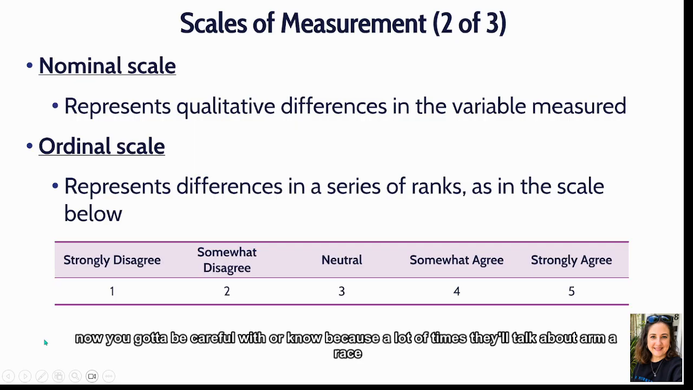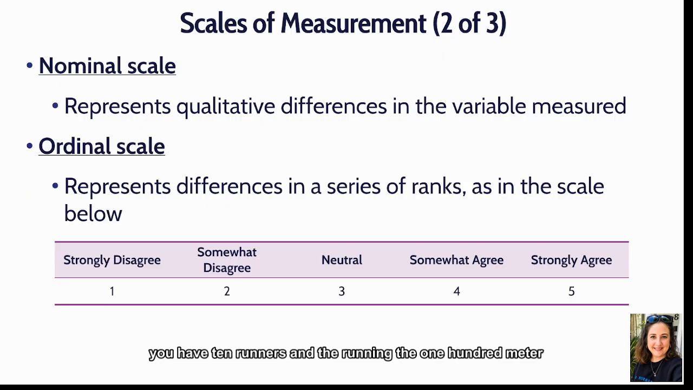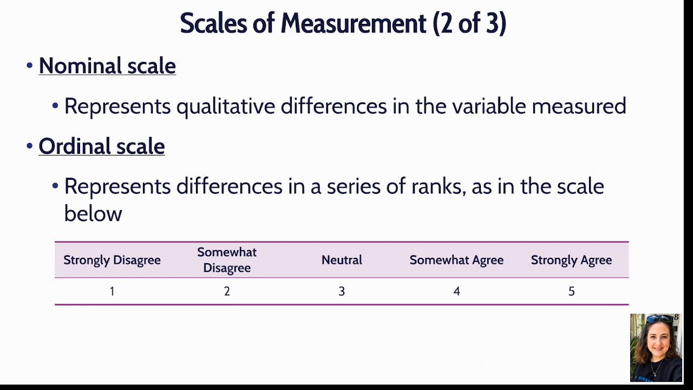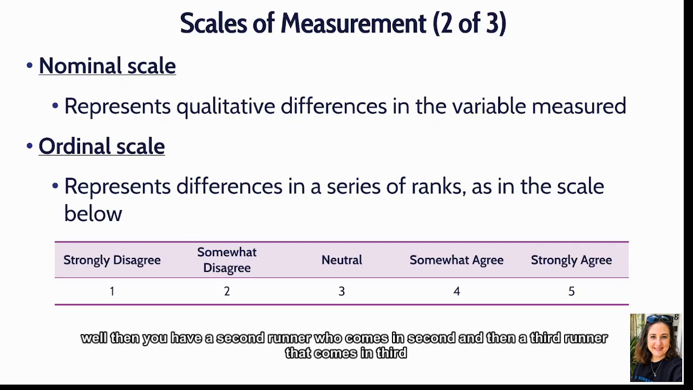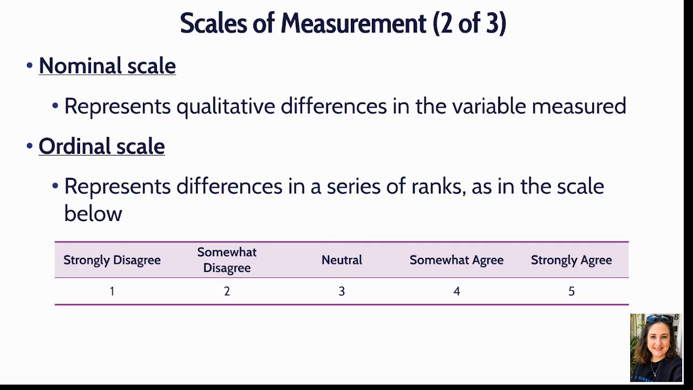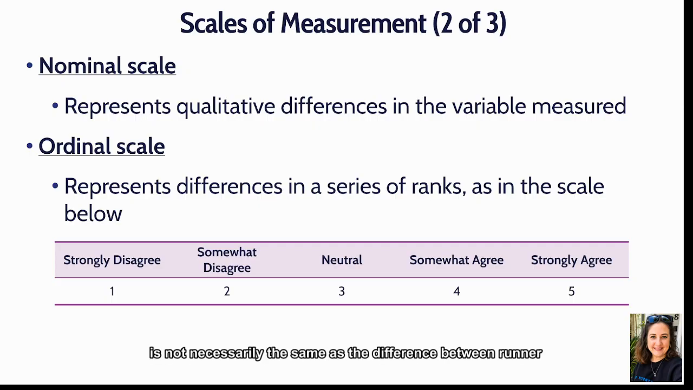Now, you got to be careful with ordinal because a lot of times they'll talk about a race. You have 10 runners and they're running the 100-meter dash, right? And you have one person who comes in first, and you can assume that they were the fastest, right? Well, then you have a second runner who comes in second, and then a third runner that comes in third. The distance between 1 and 2 is not necessarily the same as the difference between runner 2 and 3. So while this is an ordinal scale here, it doesn't go into that lack of consistency between different measures.